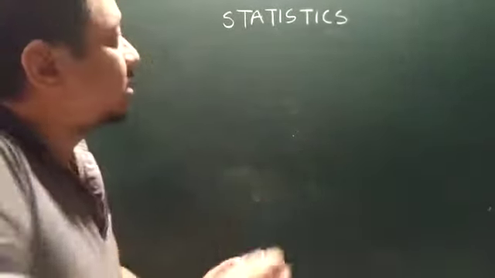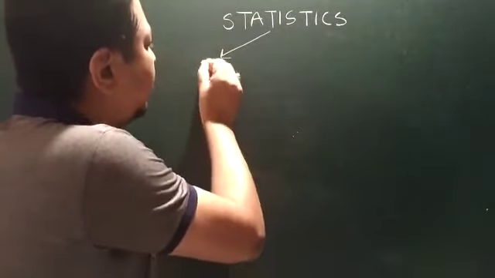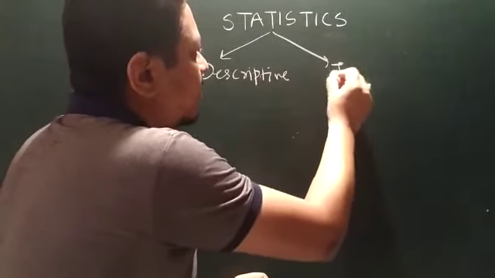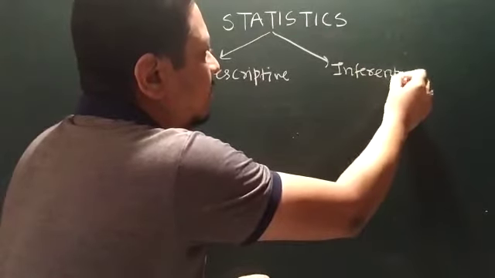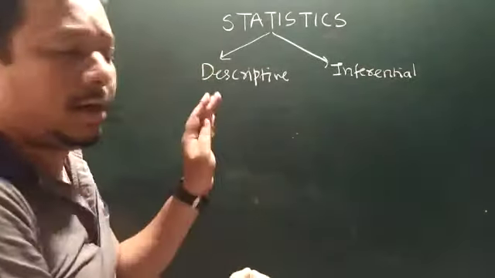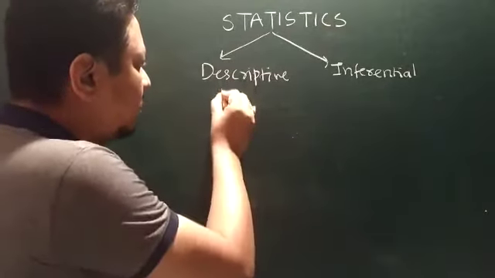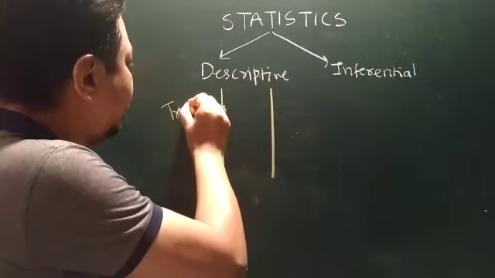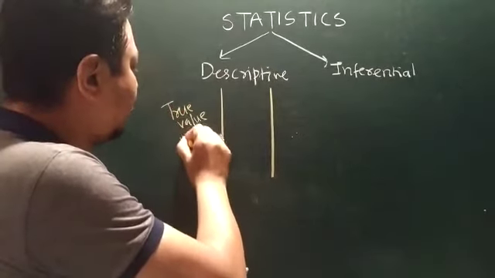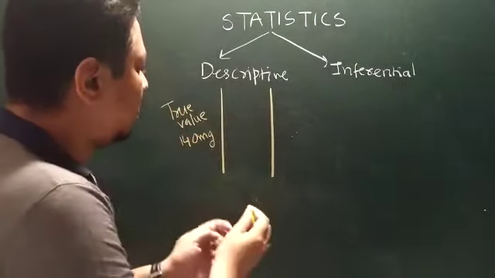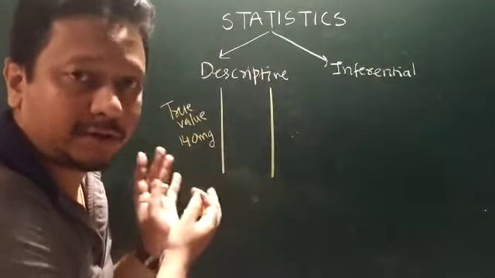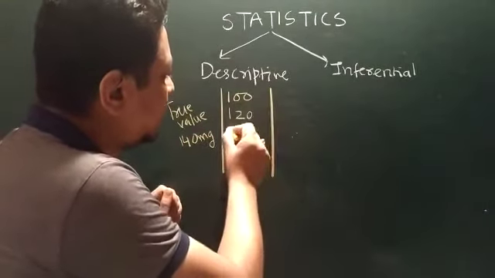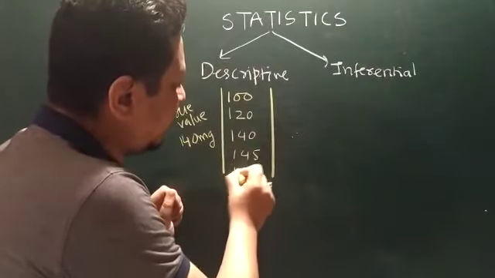Okay, in the last class we have seen that statistics can be descriptive statistics and inferential statistics. Now there is one thing I would like to discuss about descriptive statistics. Like last time we discussed the true value of a tablet. We have taken around 140 mg, and we have taken samples out of the manufacturing batch that we have prepared. Our samples are 100 mg, 120, 140, 145 and 150.